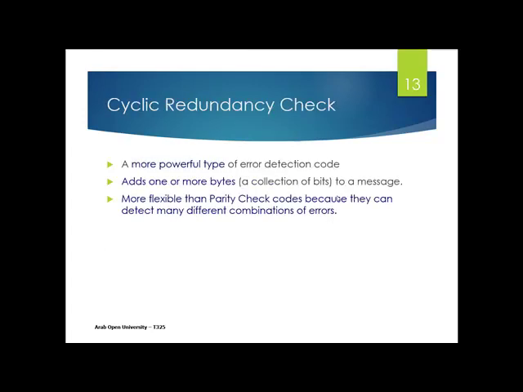Another error detection code is the cyclic redundancy check, which we are not going to cover in detail in this part. It is more powerful. It adds 1 or more bytes. Usually we use the term CRC for cyclic redundancy check. If you do a quick search, you will find that we have CRC 16 by adding 16 bits, or CRC 32 by adding 32 bits, which is 4 bytes. It is more flexible than the parity check we have seen, since it detects many different combinations of errors.